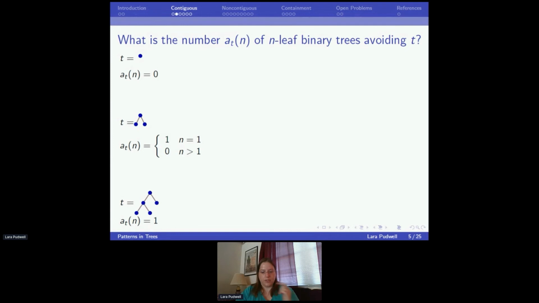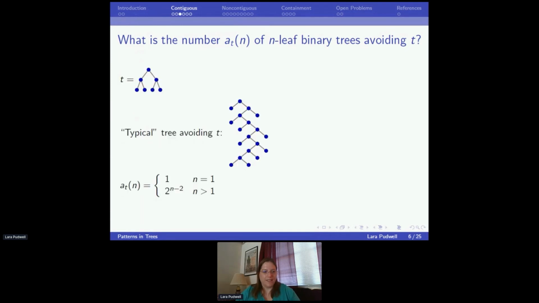And finally, I'll do just one more example. Here's a 4-leaf tree, and you get to have a little bit more fun here. This tree, if you have it as a pattern, you have a vertex that has both left and right grandchildren. And so if you want to avoid this tree, at every generation, you can have grandchildren on the left or on the right, but not both. And that's where we're getting this power of 2 phenomenon.